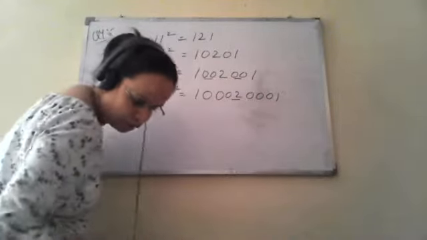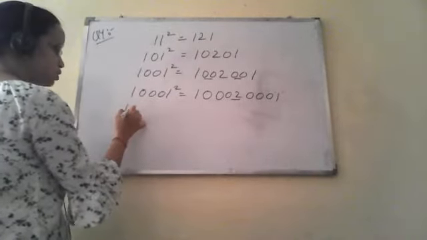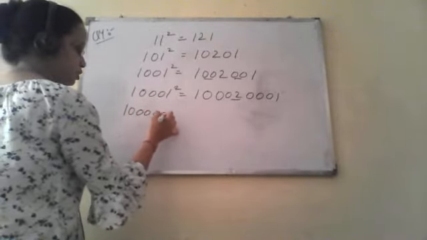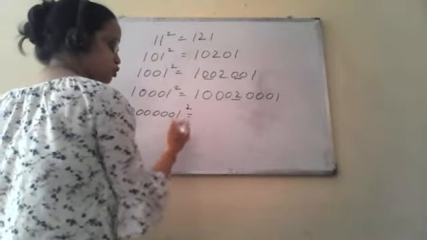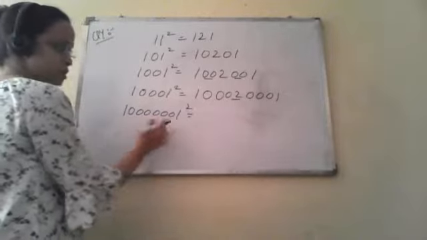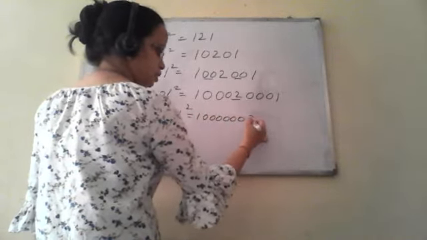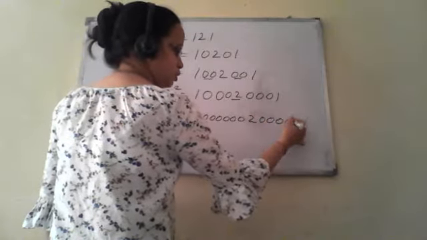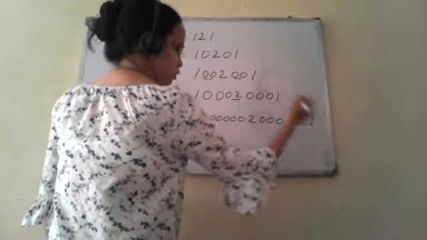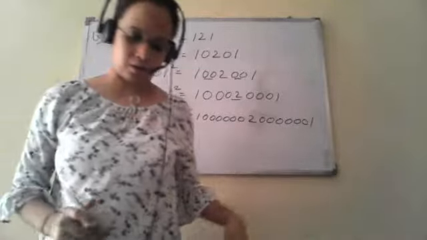Similarly, for 1, 2, 3, 4, 5, 6, there are 6 zeros. So its square will be, on either side of 2, we have to write 60 zeros. So this is the square of this number. This is the given pattern and we have to write accordingly. Clear?